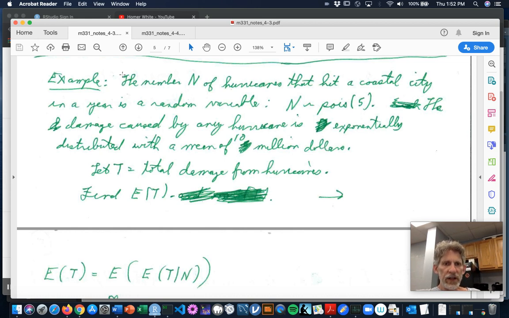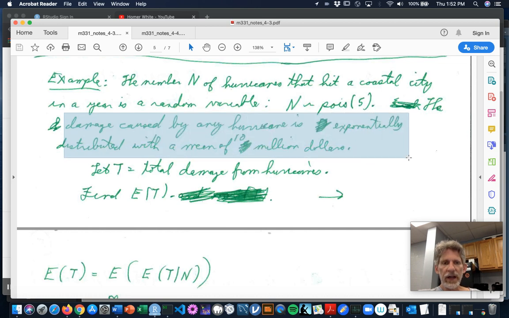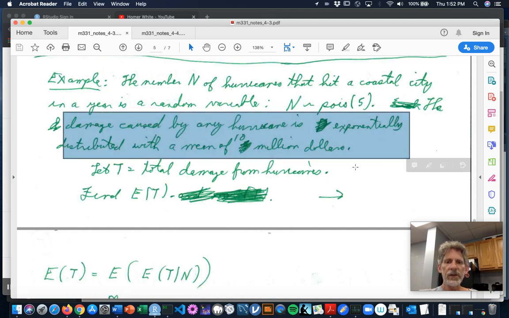First of all, let's say the number N of hurricanes that hit a certain coastal city in the course of a year is a random variable. Let's say it has the Poisson distribution with rate lambda equal to 5. If you remember, the mean of a Poisson is the lambda rate. So you're expecting 5 hurricanes per year, give or take some for chance variation. And let's say that the damage caused by any hurricane is exponentially distributed with a mean of $10 million.